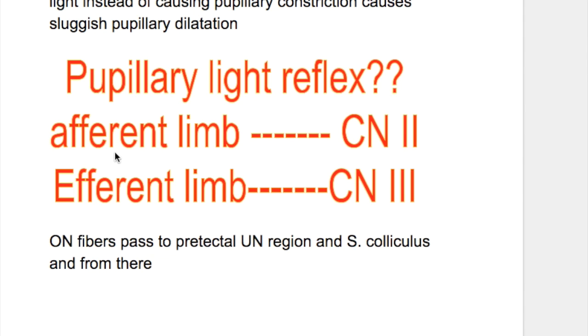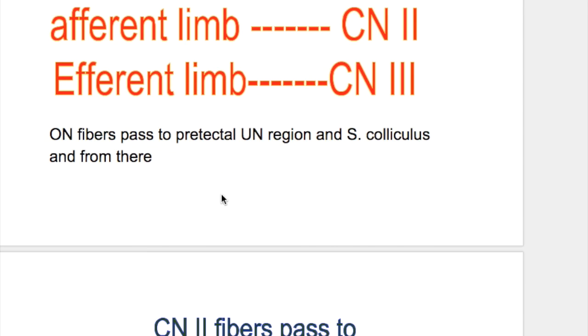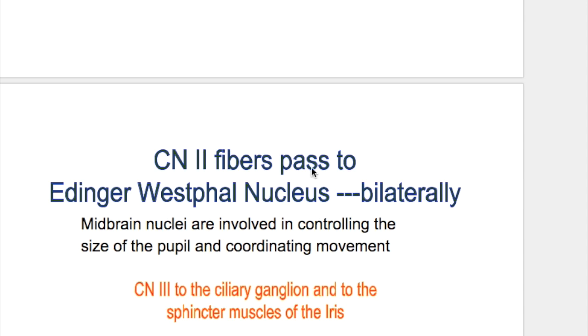Pupillary light reflex has two arms. The afferent limb is carried by the optic nerve, and the efferent limb, which brings back impulse to cause pupillary muscle constriction, is carried by the oculomotor nerve. The optic nerve fibers pass to the pretectal nucleus and the superior colliculus, and from there the fibers pass to the Edinger-Westphal nucleus of the oculomotor nerve bilaterally.